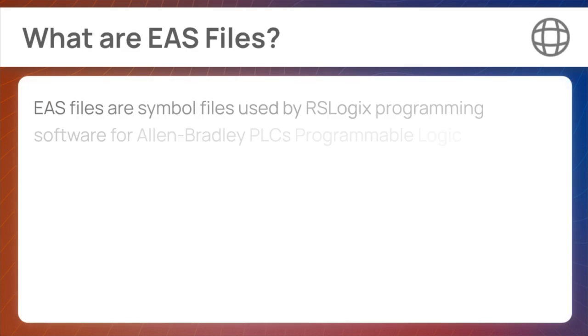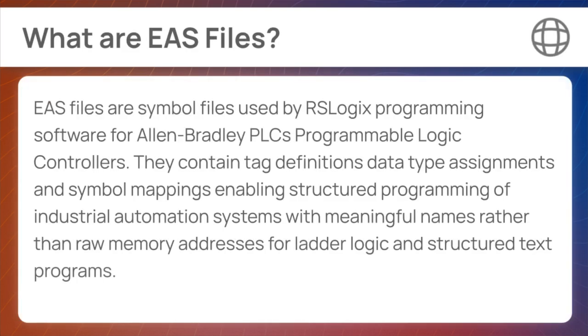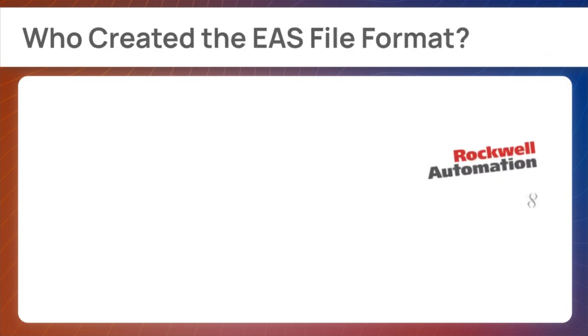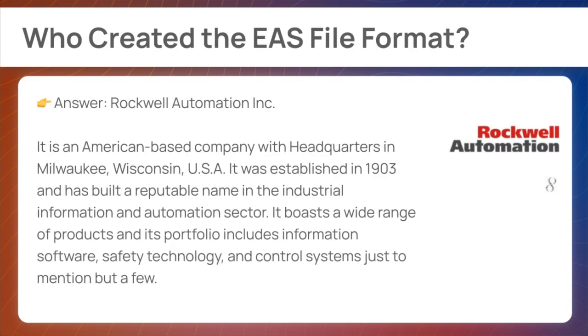EAS files are symbol files used by RSLogix programming software for Allen Bradley PLCs, programmable logic controllers. They contain tag definitions, data type assignments, and symbol mappings enabling structured programming of industrial automation systems with meaningful names rather than raw memory addresses for ladder logic and structured text programs.